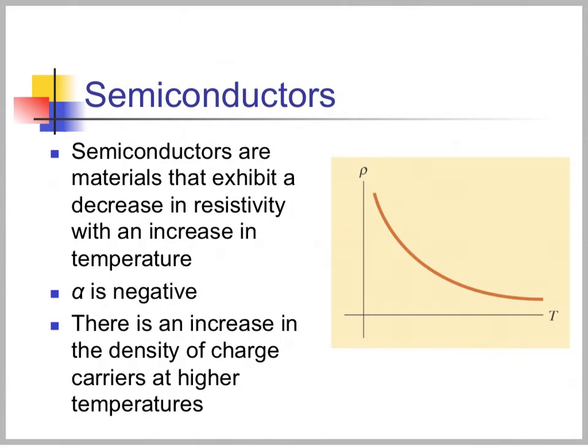Now, semiconductors are materials that exhibit a decrease in resistivity with an increase in temperature. So they have a negative alpha. There's an increase in the density of charge carriers at higher temperatures.